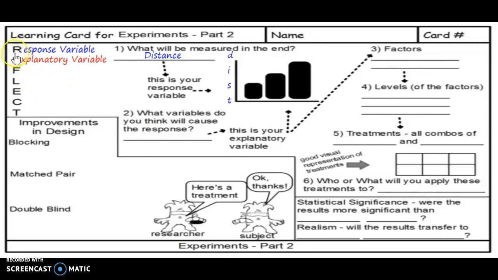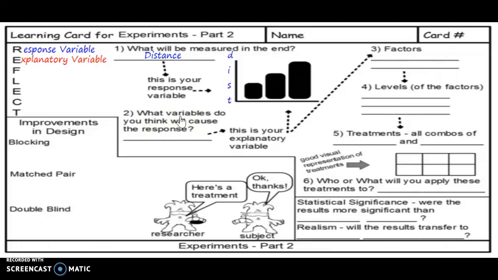The second item that we're going to look at in this reflect is E, the explanatory variable. So we have the response variable and the explanatory variable. Well, the explanatory variable is number 2 here. What variables do you think will cause the response or explain the response? So the explanatory variable is used to explain how we are getting the response variable, or how it affects and causes the response variable.